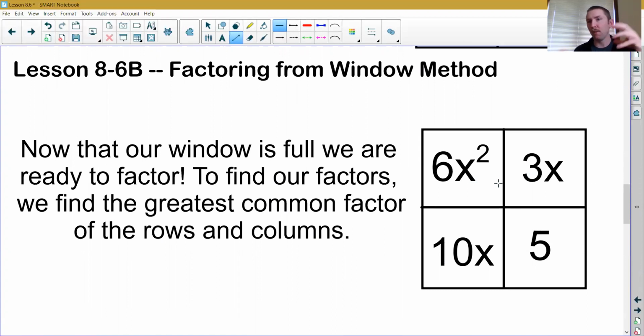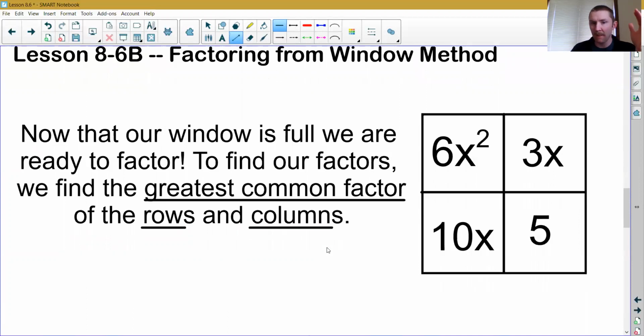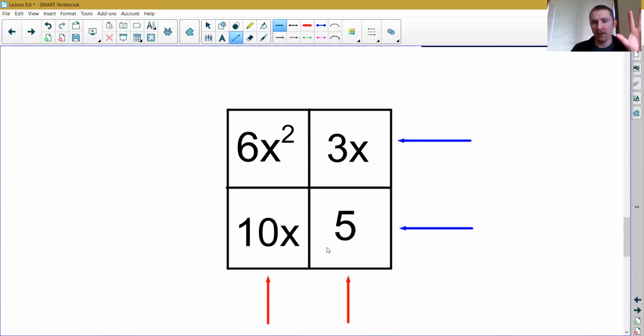And now all of the pieces of our polynomial are in here, and we're going to use this window to find our two factors, our two sets of parentheses, our two binomials, okay? So once we have this full window, we find our factors by finding the greatest common factor of each row and each column. Okay, so here's what I mean by that.